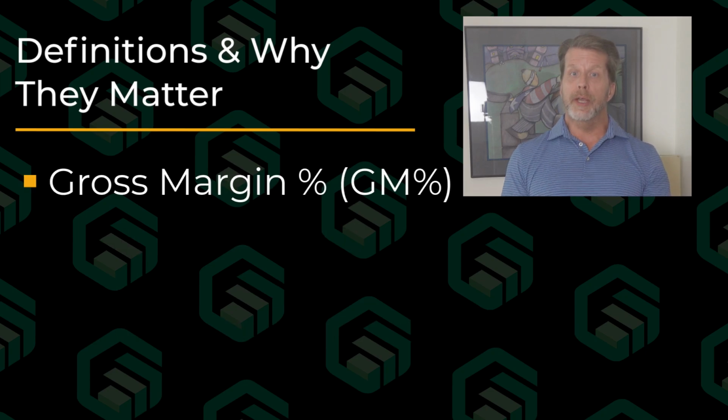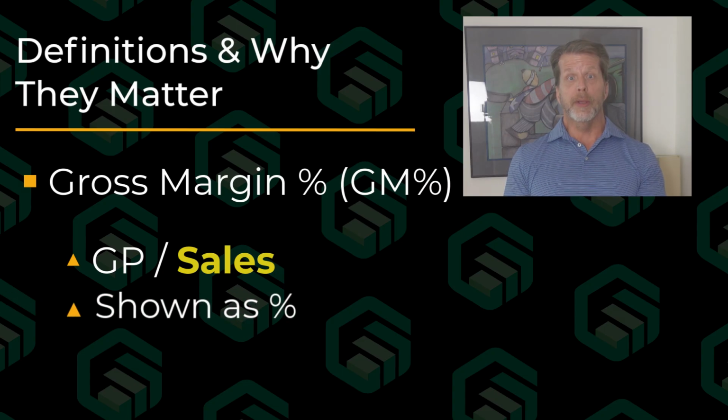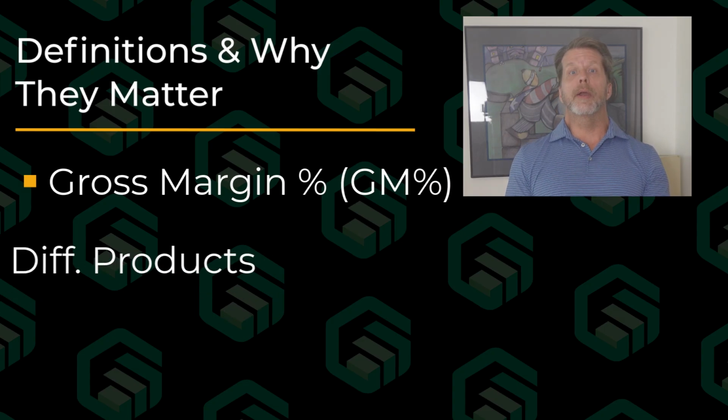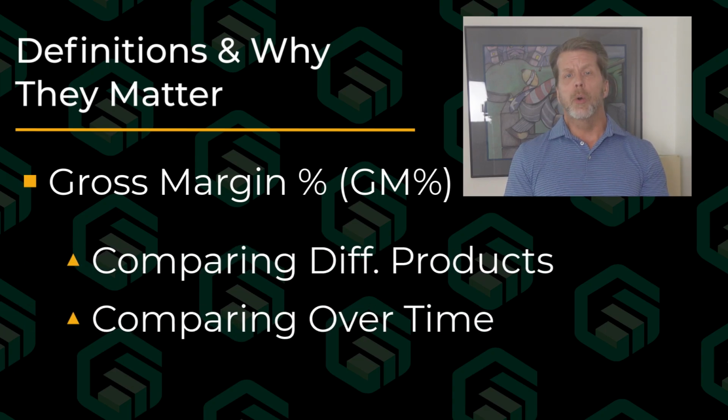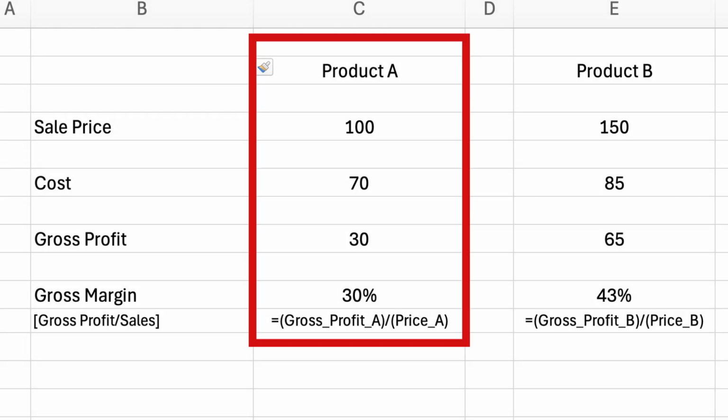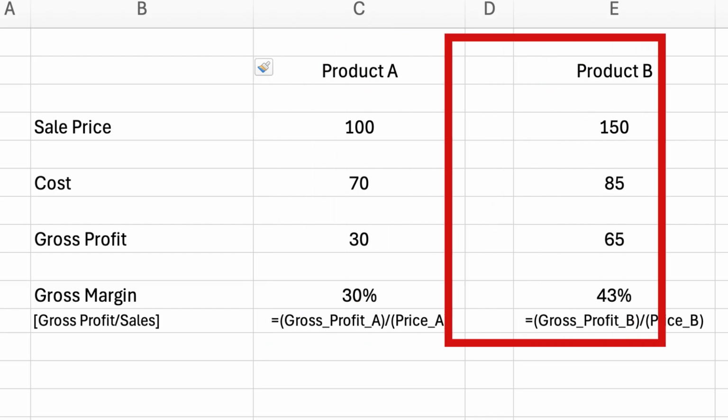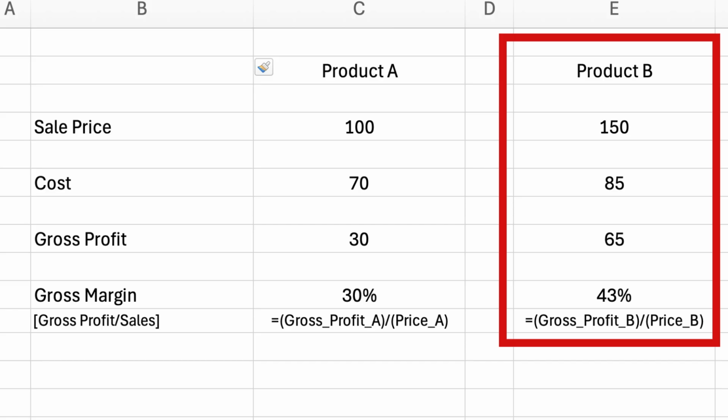Now, gross margin percent is gross profit divided by sales, and it's shown as a percentage. And why does it matter? It's perfect for comparing profitability across different products or over time, no matter what the price. For example, product A sells for $100, costs $70, gross profit is $30, and the gross margin is 30%. Product B sells for $150, costs $85, gross profit is $65, and the gross margin is 43%.